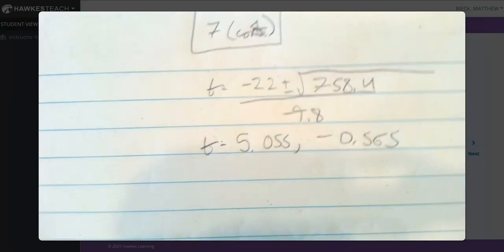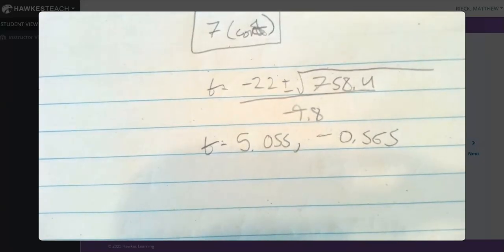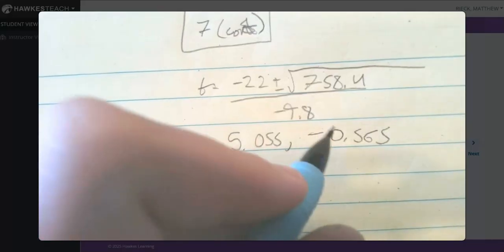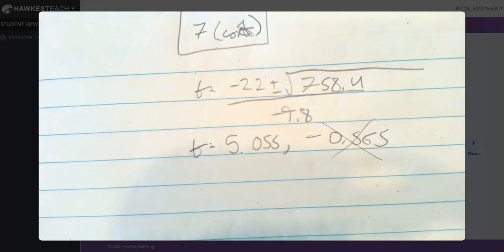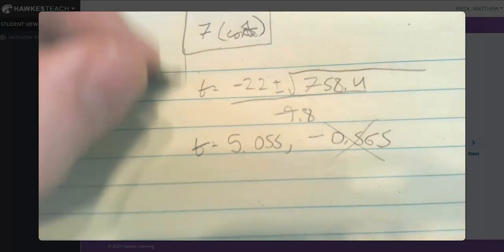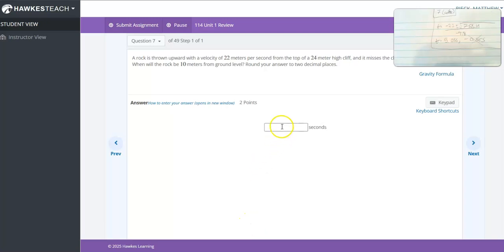All right. Now, there's no mention of a time turner or police box or DeLorean with a flux capacitor. So we can assume that time travel is not going to be a thing in this question. So we can just ignore that negative answer. We can't have negative time. All right. So the only one, and it says round to 2 decimal places, so that would be 5.056 or 5.06 seconds.